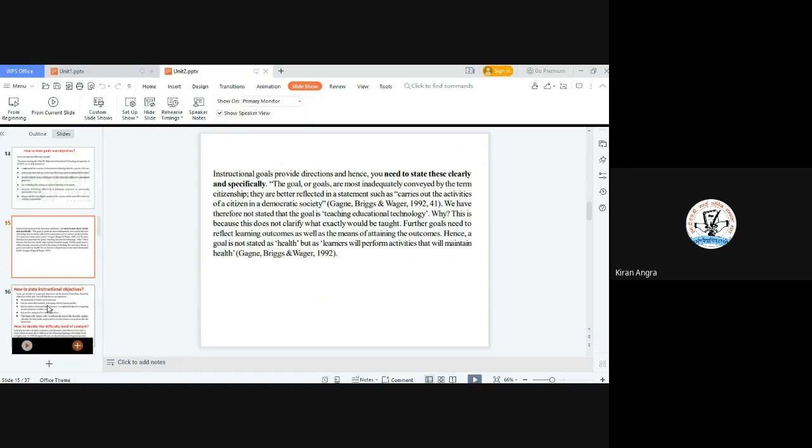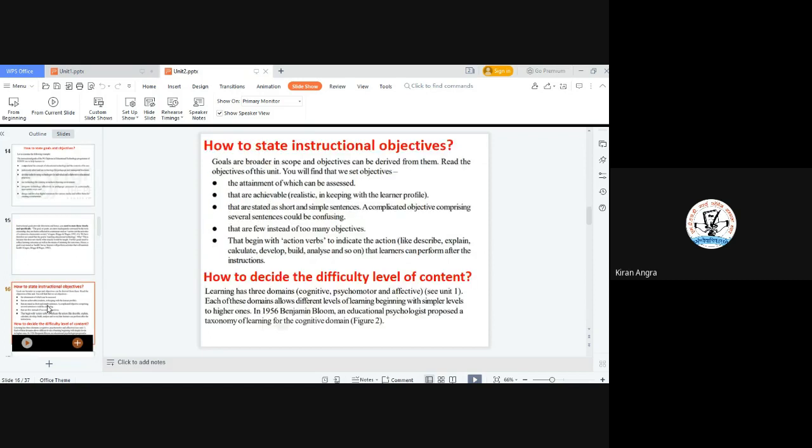So instructional goals provide direction, and hence you need to state them clearly and specifically. Goals are most inadequately conveyed by the term. So there are many examples to it. I hope there is no problem till this. I will take up tomorrow how to state instructional objectives, and then further Unit 2.